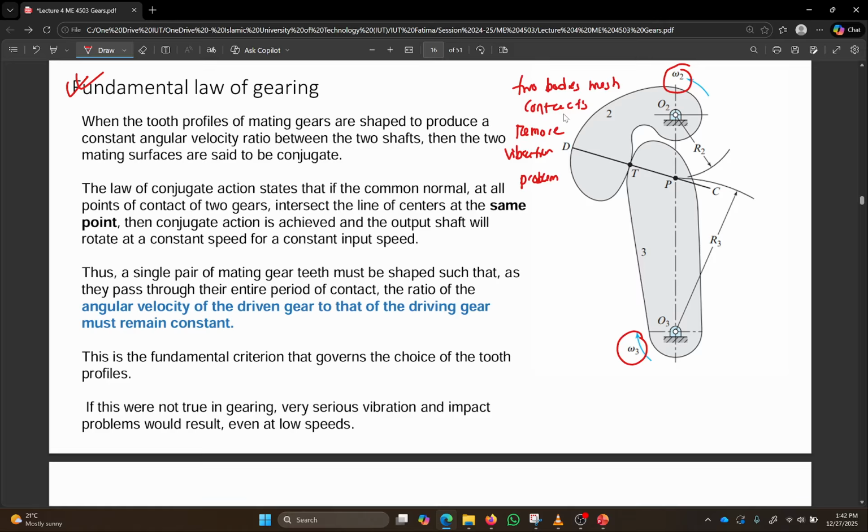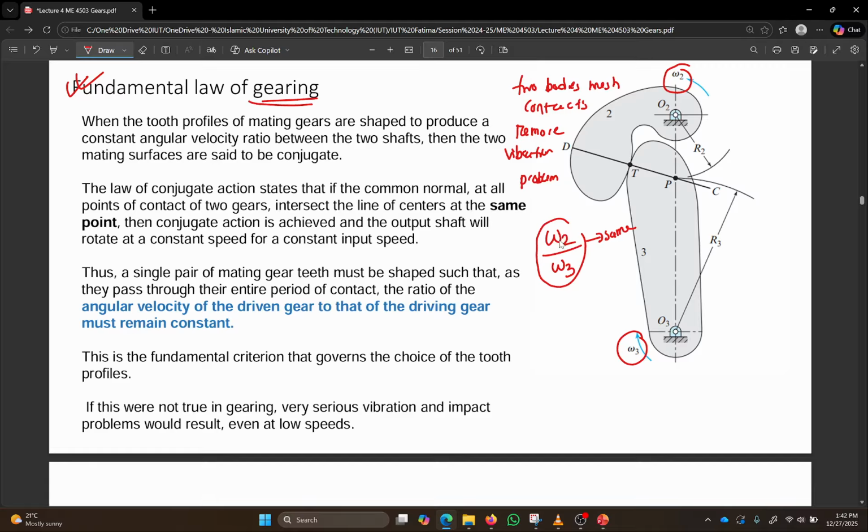So for them to remain in contact and reduce vibration and noise problems, you must always ensure that whatever omega 3 is, it doesn't matter, but the ratio between the two must always be the same. If you can ensure that the ratio between input and output is always constant, then they will always remain in contact and the vibration problems will be reduced. This is the main fundamental law of gearing: whenever gears mesh, we want to reduce vibration problems, so we must ensure that these ratios remain the same.